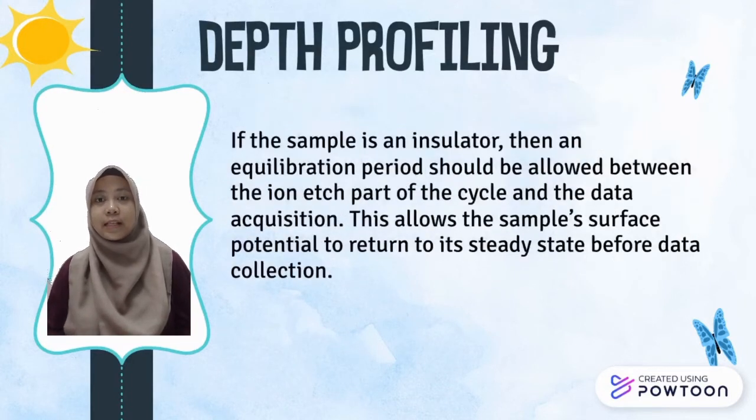If the sample is insulated, then an equilibration period should be allowed between the ion etch part of the cycle and the data acquisition. This allows the sample surface potential to return to its steady state before data collection.